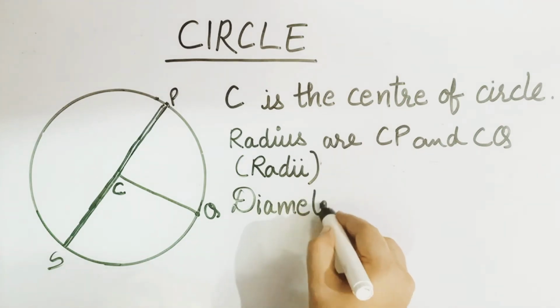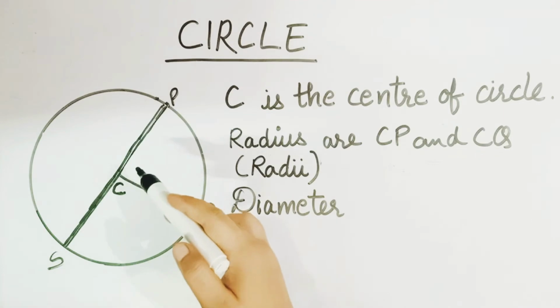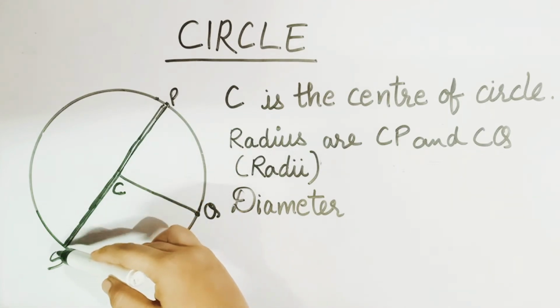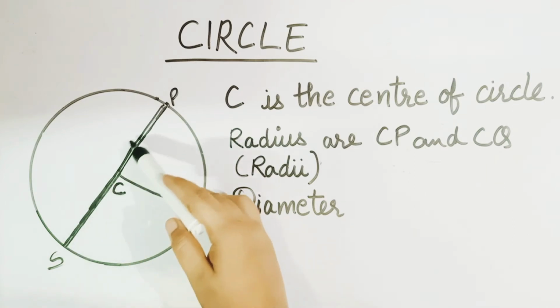So what is this diameter? Diameter is the longest line. Diameter is the line that joins 2 points on the circle and passes through the center.